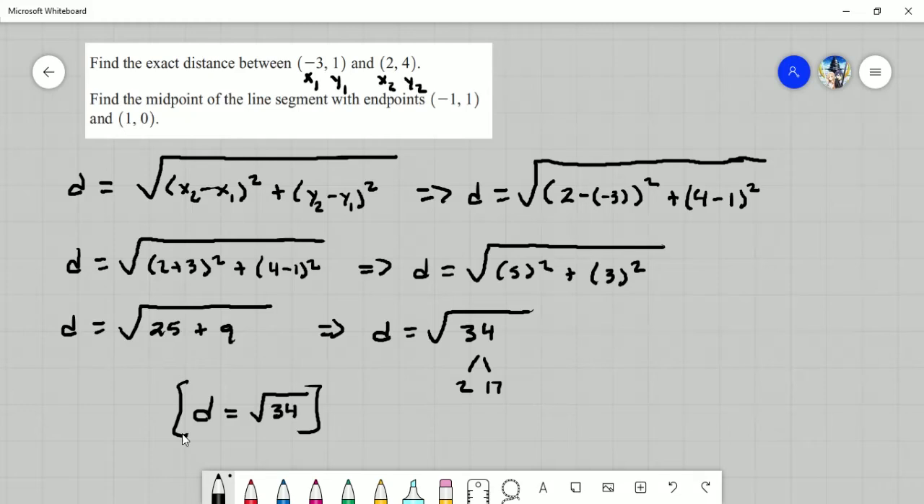That's why they specified finding the exact distance, because they knew it was going to come out as a square root of something. So you don't want to use the rounded value of the square root of 34. You just keep it as the square root of 34, or the square root of whatever. And if it could have been simplified, you would simplify it. So now, let's move on to the last one.